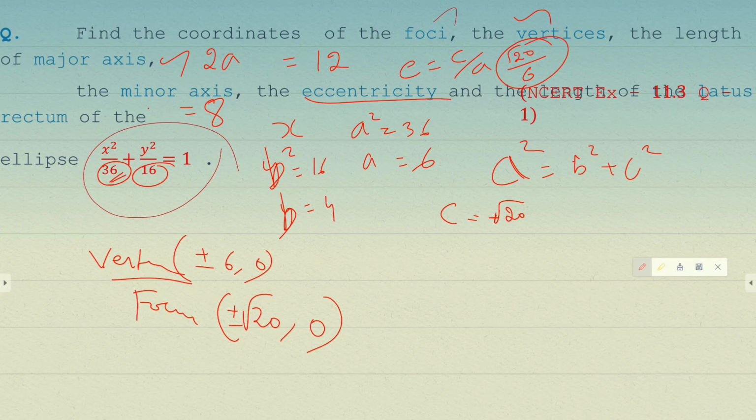So what is the length of latus rectum? 2b square by a. Formula na, 2b square by a. So I have value of b here, a here, just substitute and get the value of this. 32 by 6, sir. Yes. Sir, 16 by 3. ரெண்டும் ஒன்று தான்டா.